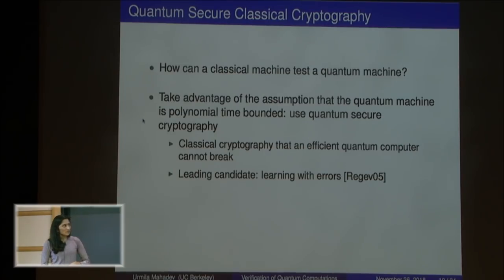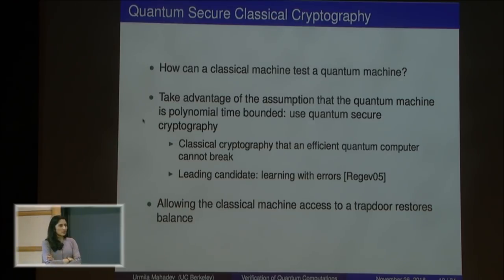So what I'll do is I'll use cryptography to also boost the power of the classical computer. And the way that I do that is I give the classical machine access to something called a trapdoor. And this allows the classical machine to compute something that even the quantum machine cannot. So in the one-way function example, you can think of it as the trapdoor allows the classical machine to invert the one-way function. But since the quantum machine doesn't have access to the trapdoor, he can't invert the one-way function.